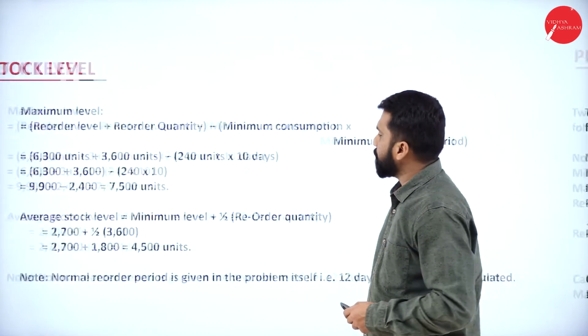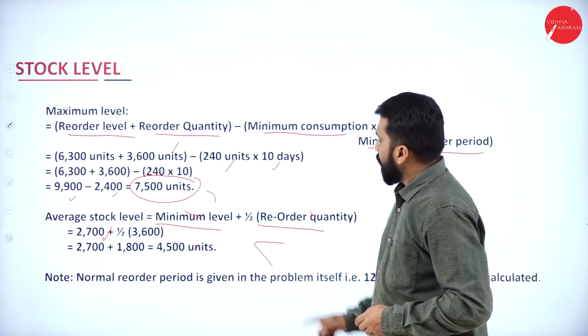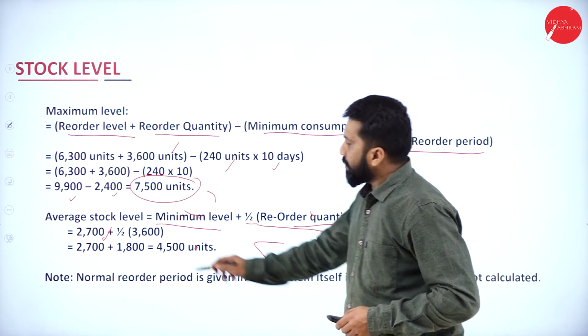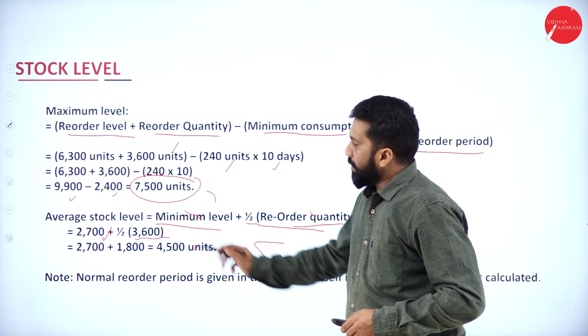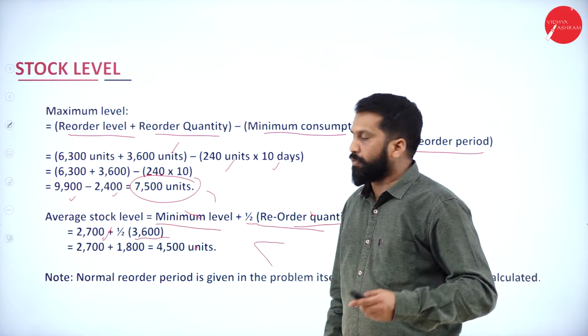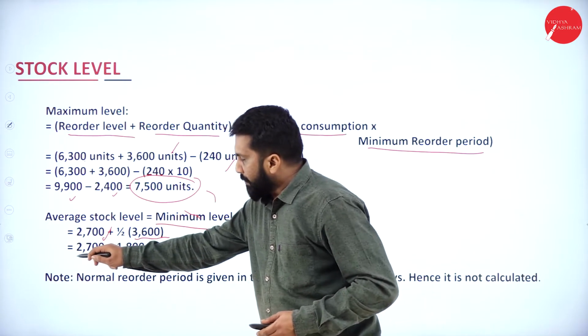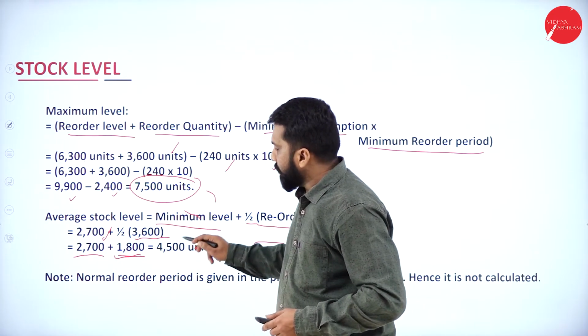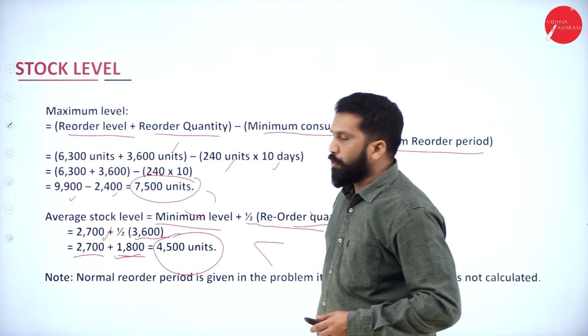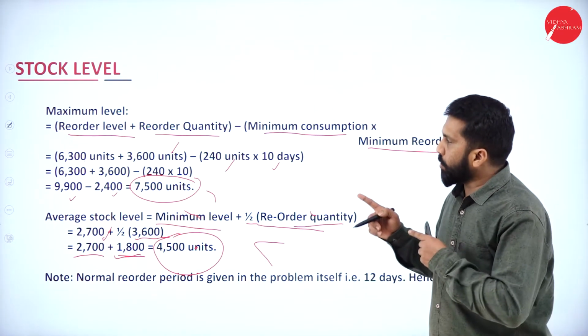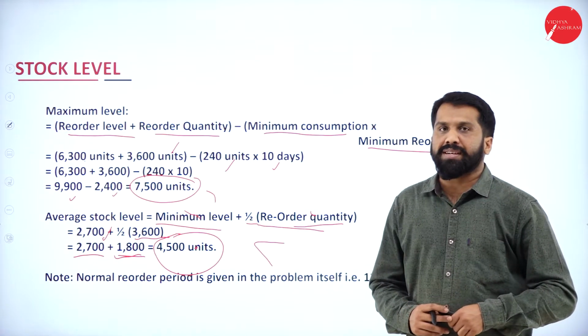2,700 plus half of the reorder quantity. What is your reorder quantity? 3,600. If you take half, it will be 1,800. Add both, 2,700 plus 1,800. Hardly you will get 4,500 units. Any doubt? No doubt. These are all about your stock levels.